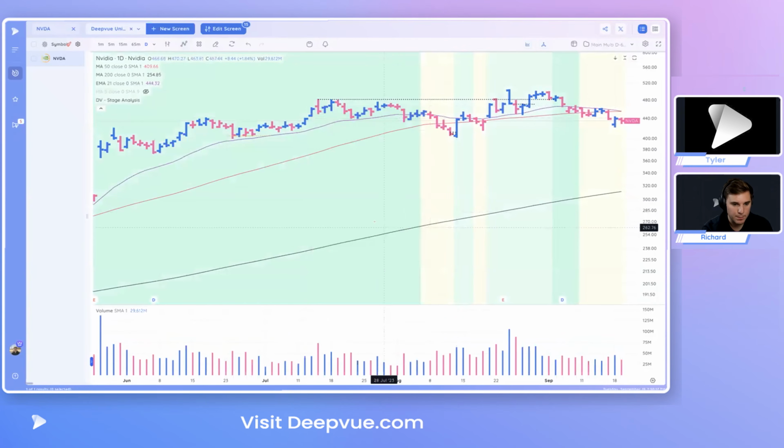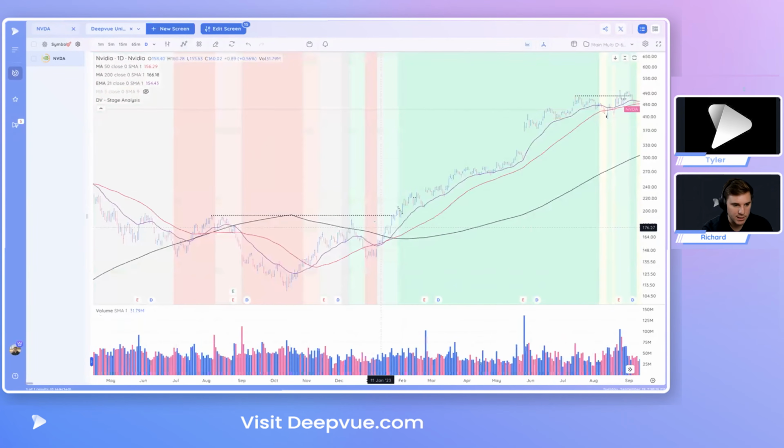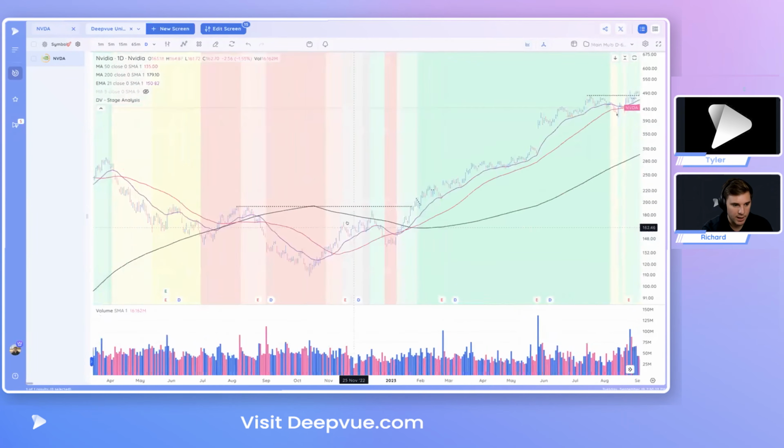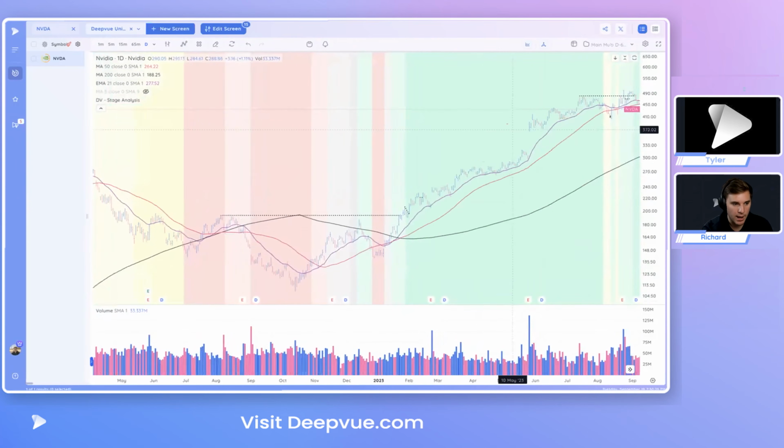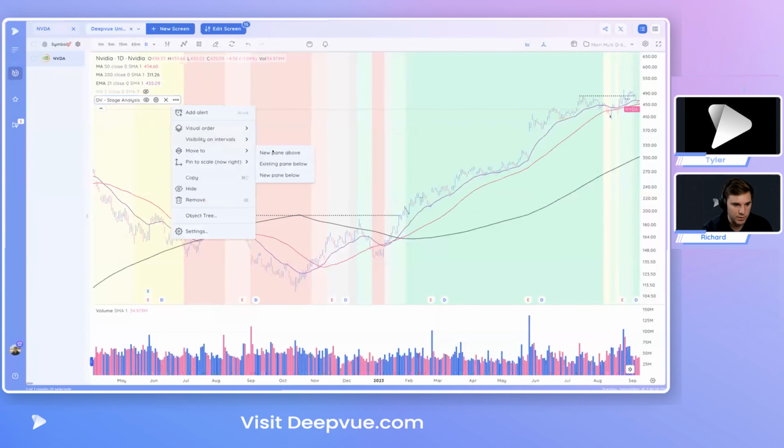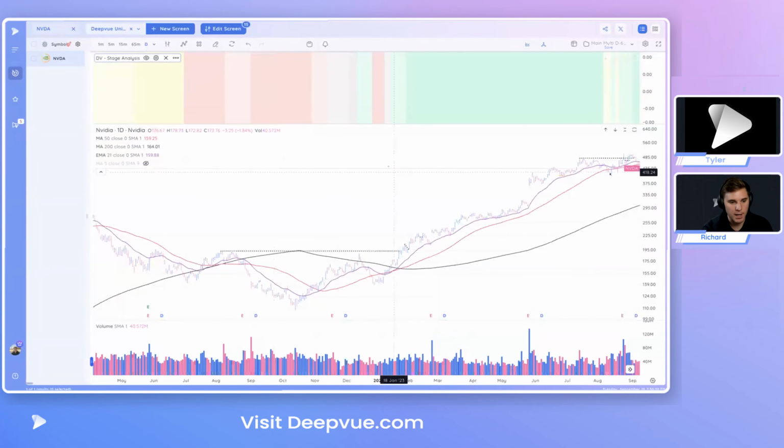So by default, it plots on the chart itself. You can see where we transition from stage 3, stage 4, back to stage 2. I personally prefer to plot it above the chart. So let's move it to a new pane above. But obviously, based on your personal preference, if you'd like it over the chart, you can definitely do that. I know a lot of people run the relative strength line here as well. So you've got both those indicators in tandem right there. But let's specifically talk about this indicator here.